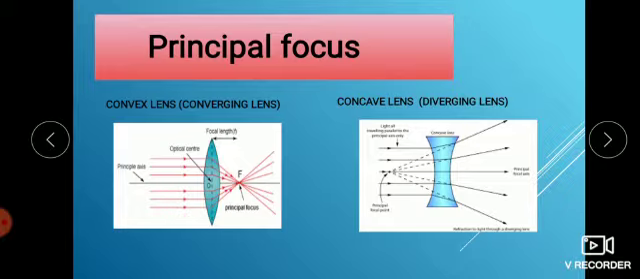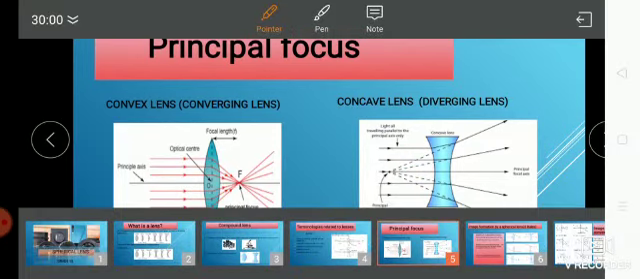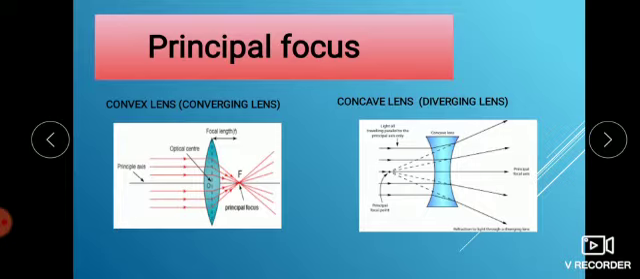Here the convex is converging, here the concave is diverging. So this is how the picture of a principal focus looks. You can see all the rays meeting at a point on the principal axis, which is the principal focus, correct? It's all meeting at a point, and this is happening due to refraction, children. In case of a concave lens, the rays all get diverged. It's been manipulated to meet at this point, and this is called the principal focus of a concave lens.